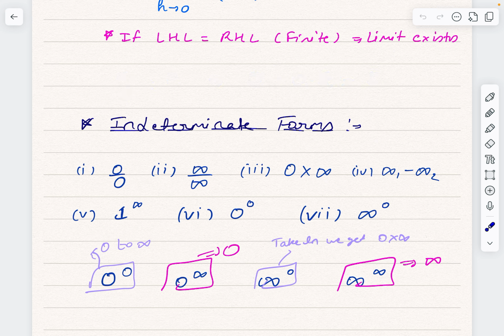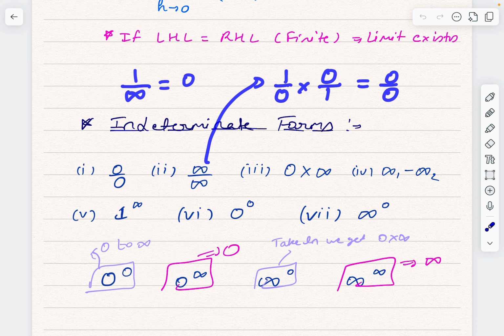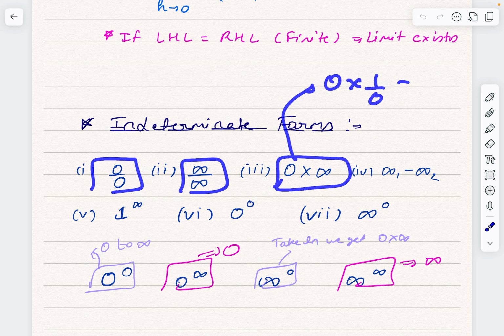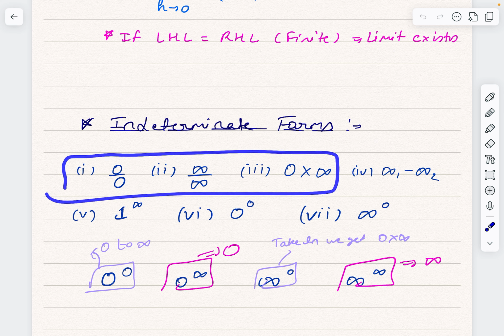Now, infinity by infinity, see, we know 1 by infinity we can say is 0. So this infinity we can write as 1 by 0. Next infinity we can also write as 1 by 0. So basically it's nothing but 0 by 0 form. Just to remember, how do we remember these things? So see here, 0 by 0 only, this thing, and the third thing also. Here you have 0 into infinity, which you can write as 1 by 0. So this is also 0 by 0. So basically all three are just 0 by 0 only.